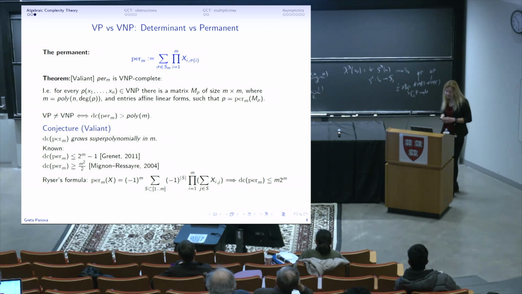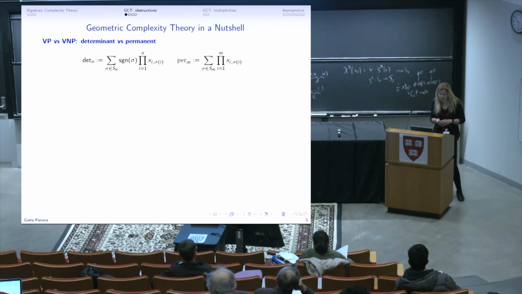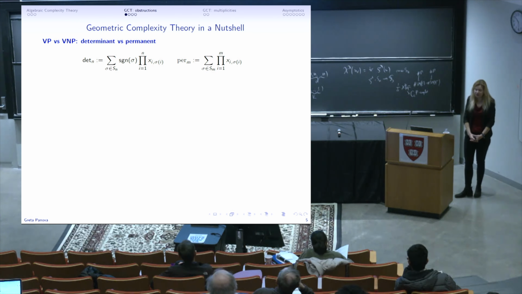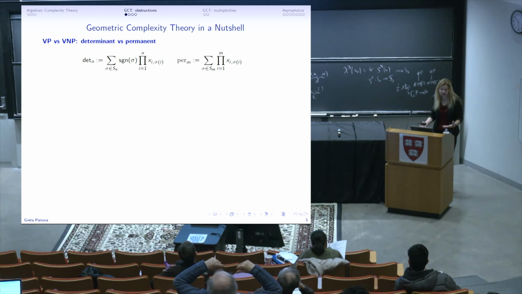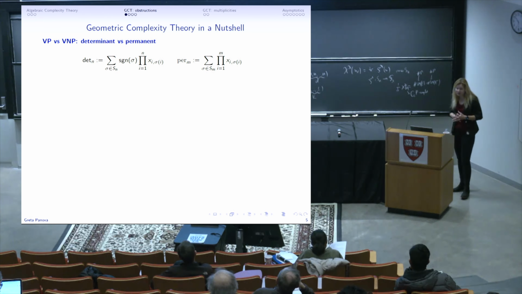Okay, so this is the state of the art in terms of bounds, and basically we are trying to show that the determinantal complexity of the permanent is closer to this upper bound than to any of the lower bounds. So how can we try to approach this? This is where geometric complexity theory comes into play, because determinants and permanents have a lot of symmetries, as you can see from the description of these polynomials, so maybe we can use that somehow.